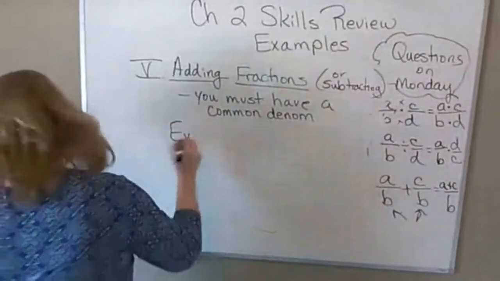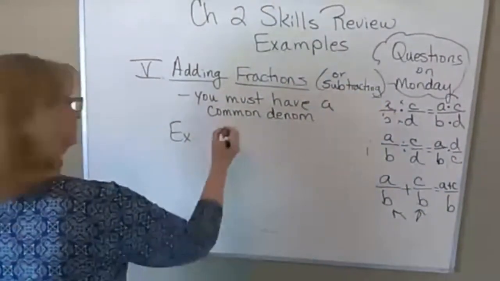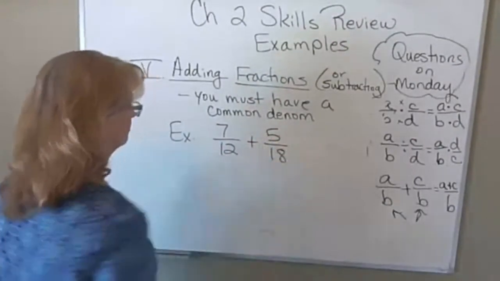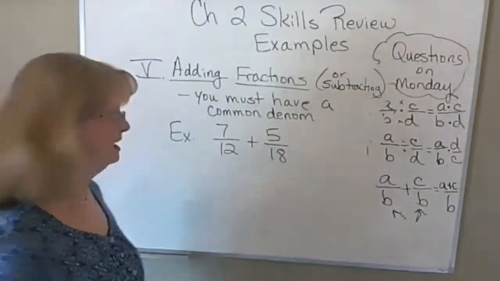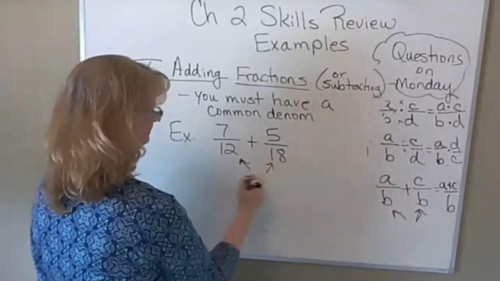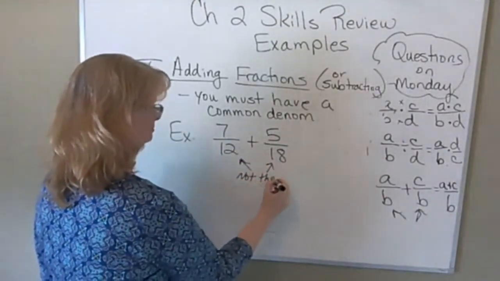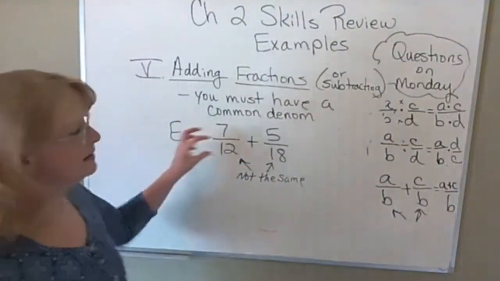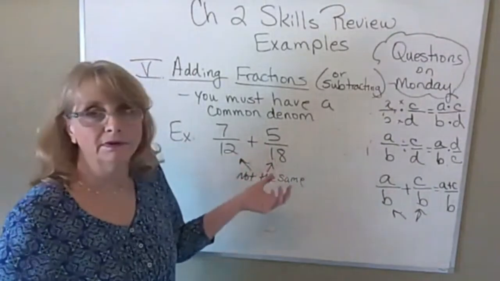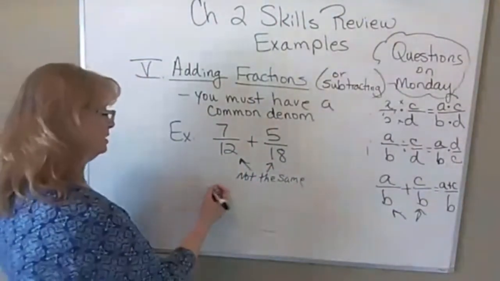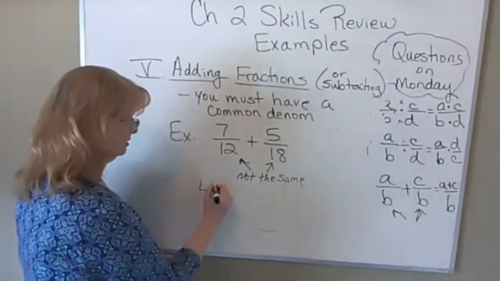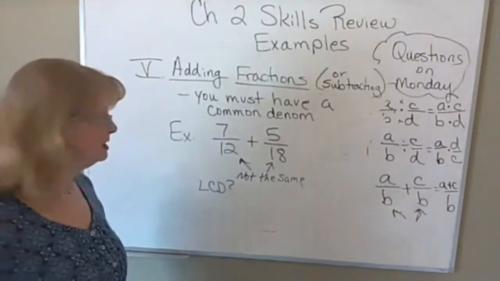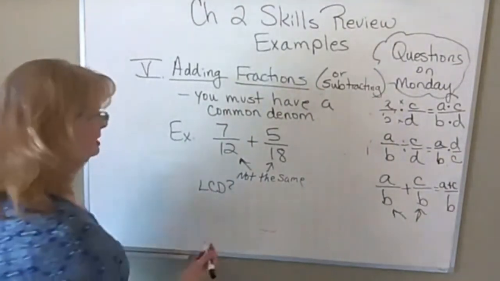So let's do an example. These don't have the same denominator, so we can't add them. What we're going to have to do is build these up to get a common denominator. So we're going to find the least common denominator. There's different ways of doing this, but I'm going to show you one way that's pretty easy.